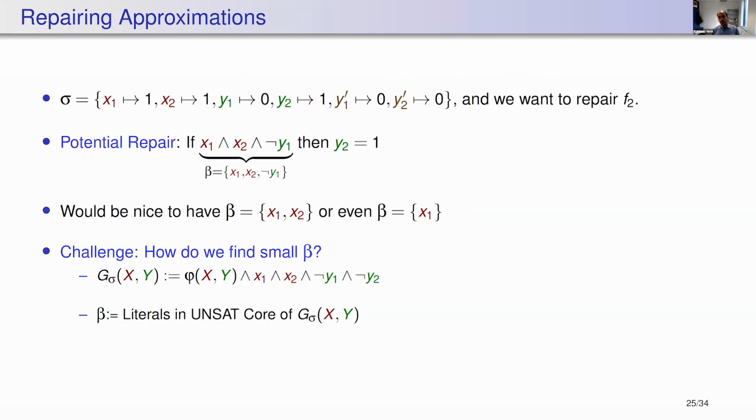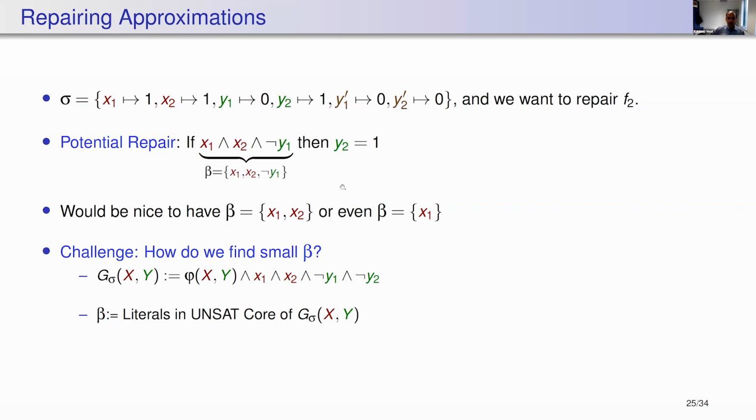Okay, so how do we go about repairing these functions? Let's say now the counterexample we have assigns y1 to 0, y2 to 1. So we are going to repair f2. One potential repair for such a function is to say that, well, whenever x1 is 1, x2 is 1, and y1 is 0, we should have y2 to be 1. So we can look at this as an if beta, where beta is a set of literals. A literal is a variable or its negation. Then y2 should take a certain value.